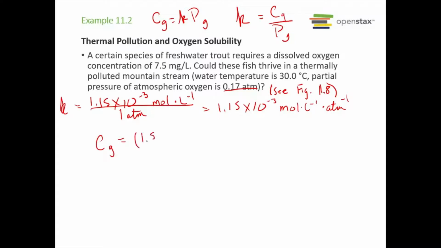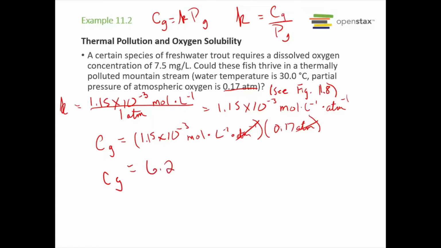So now we can go ahead and solve for the solubility at this lower pressure and higher temperature. So that's Cg is equal to 1.15 times 10 to the negative third times our pressure, and we're told this is 0.17 atm, so we see atms cancel, and this comes out to be 6.2 milligrams per liter, and this is less than the required 7.5 milligrams per liter, so no, the fish would not be able to survive. They would not thrive.